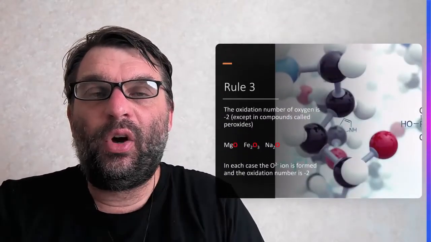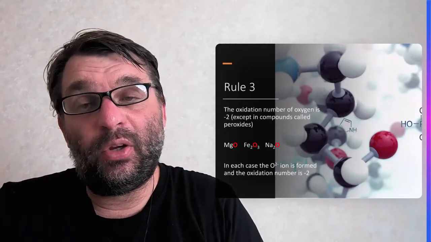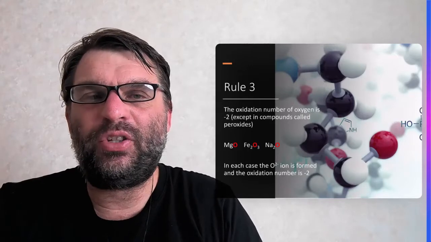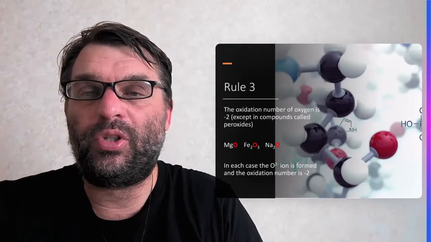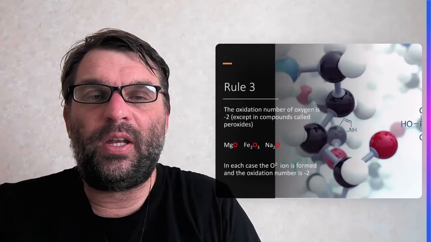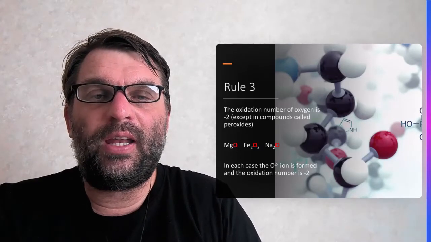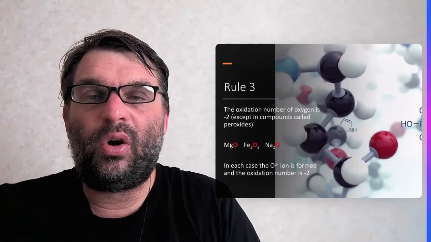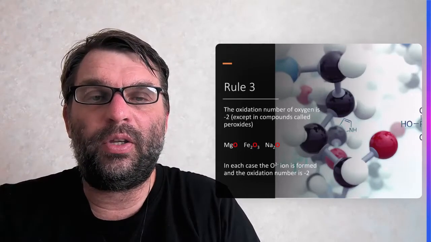Rule 3, the oxidation number of oxygen, being in group 6, is going to be -2, except in the case of peroxides. So hydrogen peroxide will be a case in that. So looking at those compounds there, magnesium oxide, iron oxide, and sodium oxide, in all cases the oxygen has an oxidation number of -2.